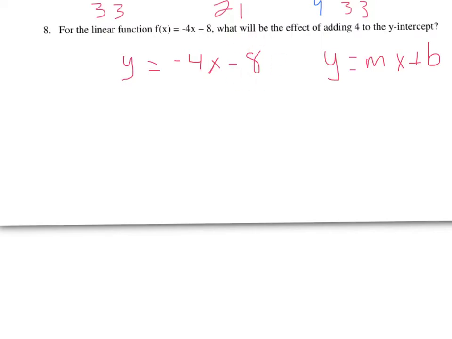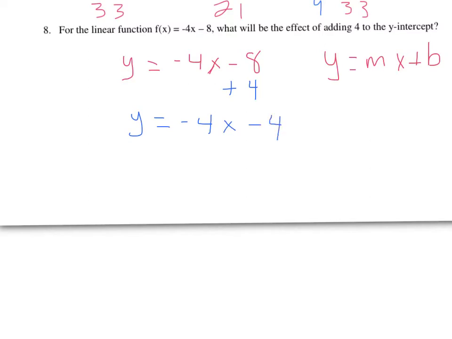Now, what they're saying in this problem is, what will be the effect of adding 4 to the y-intercept? So I need to add 4 to the value of our y-intercept. I'm just going to add 4, so plus 4. And we get y equals negative 4x minus 4.